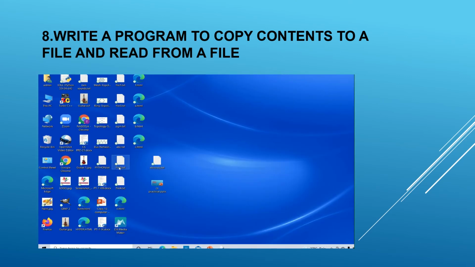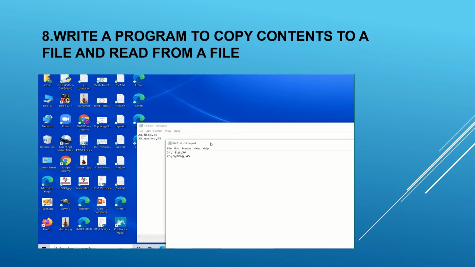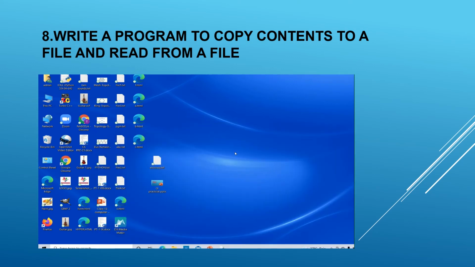So let's check it. File 1 and also file 2. File 1 was that and file 2 is getting copied with the same. That is, we wanted to replace A with at. So Nashua's and Hiba's A was getting replaced as at. So that's what we have.